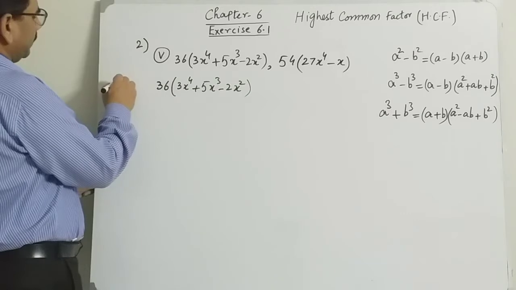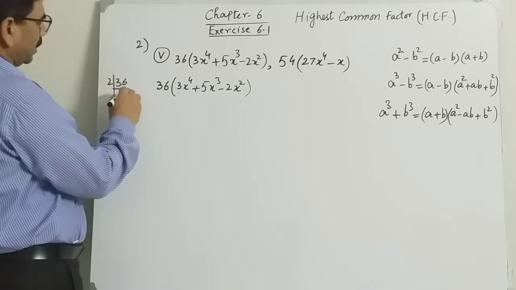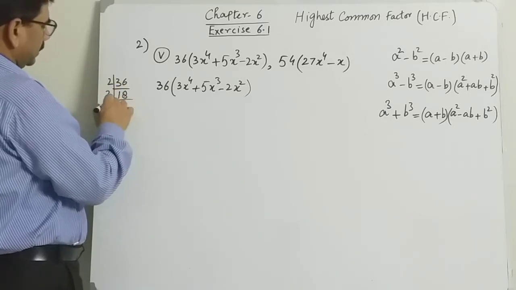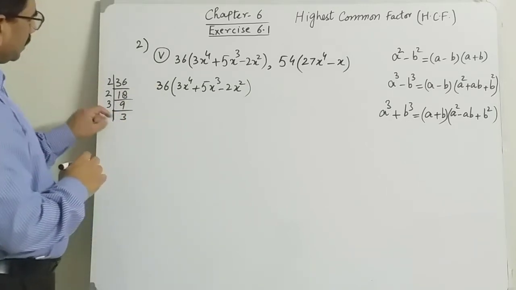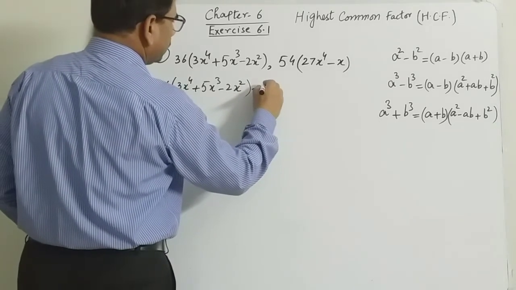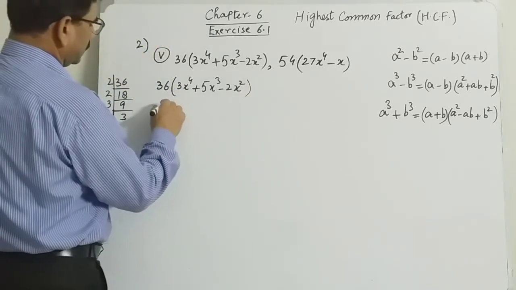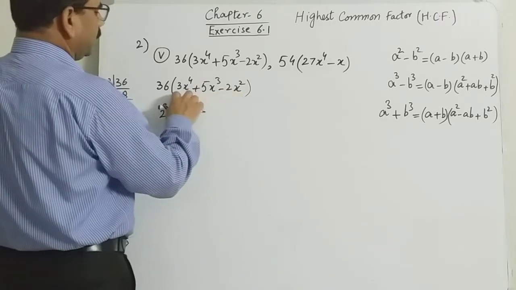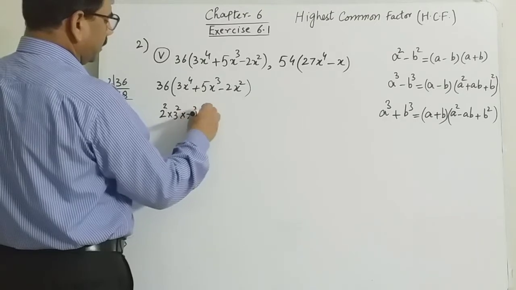Now 36 can be factorized using prime factorization. We will have 2 times 18 is 36, then 2 times 9, then 3 times 3. So it will be equal to 2 square multiplied by 3 square. We will write it as 2 square multiplied by 3 square, and inside the bracket we can see that x square is the common factor, so x square will be taken out.